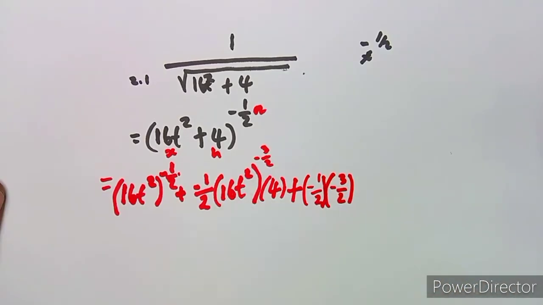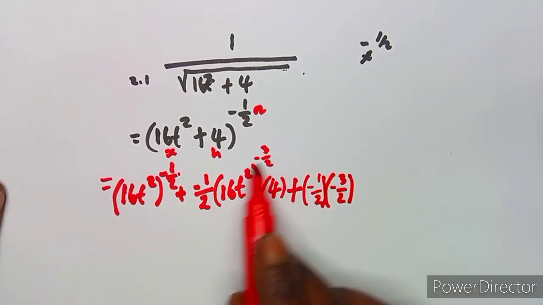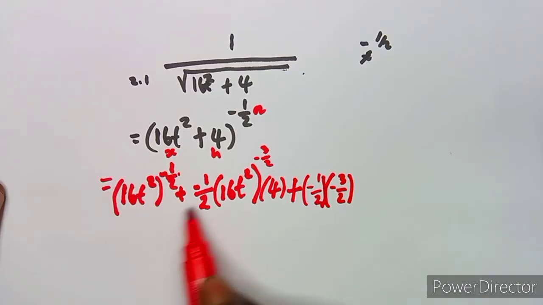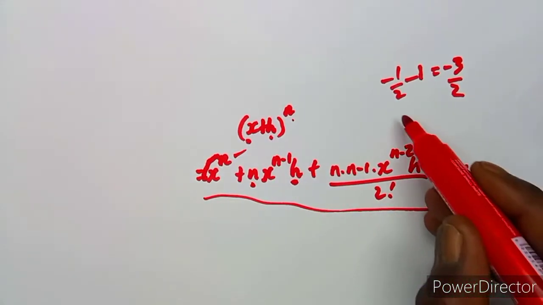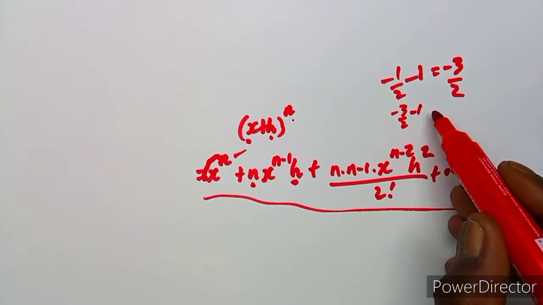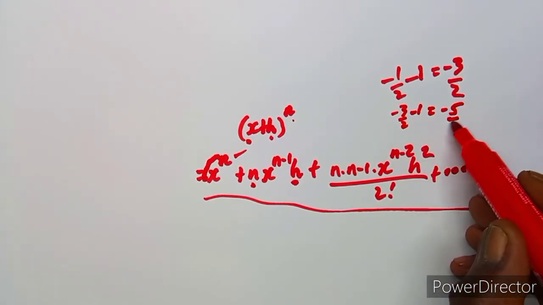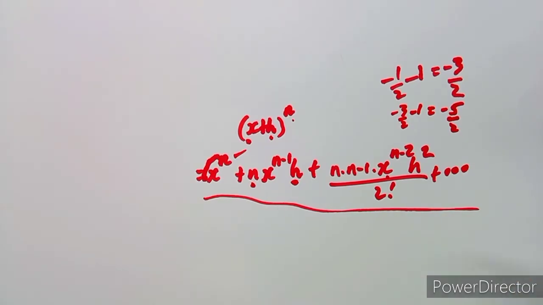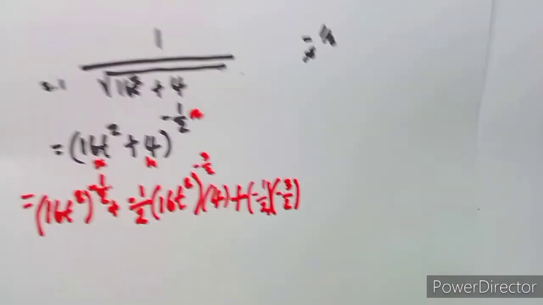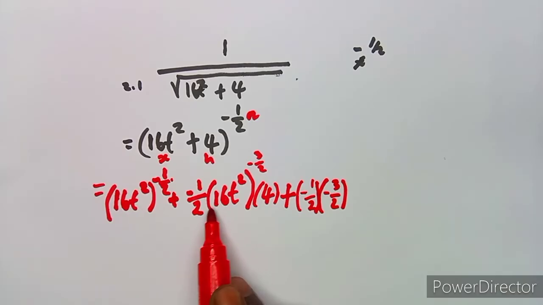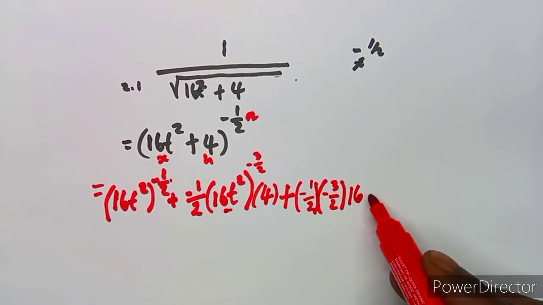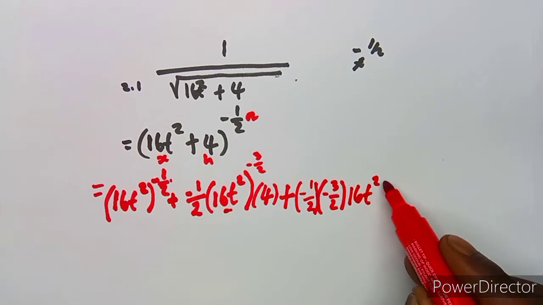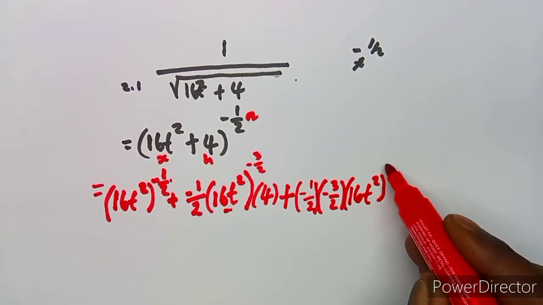Then we subtract 1 on the x, just like what we did when you drop this minus half, we subtracted 1. So it's now minus 3 over 2 minus 1, which is minus 5 over 2. So that's the concept here. So you subtract 1. All right. So it's going to be x, which is your x, this one. So it's going to be 16 t squared, which is our x, to the exponent of minus 5 over 2.